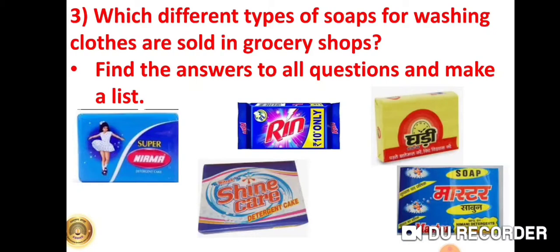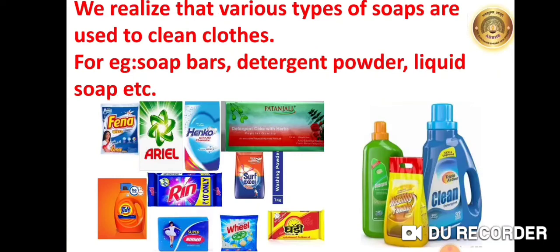So now we move ahead with the next question. Which are the different types of soaps for washing clothes sold in the grocery shops? So which are the soaps we find in the grocery shop, students? We either find a Nirma soap, or we find Rin, we find Ghadi, we find Shine Care, or we find a Master. There are various other soaps also that are available in the shop. We realize that various types of soaps are used to clean clothes. So there are different types of soap bars or detergent powders or liquid soaps that we use to keep our clothes clean.